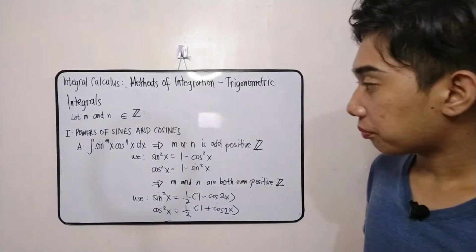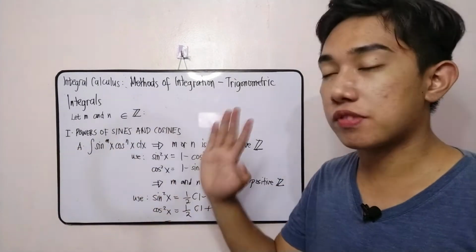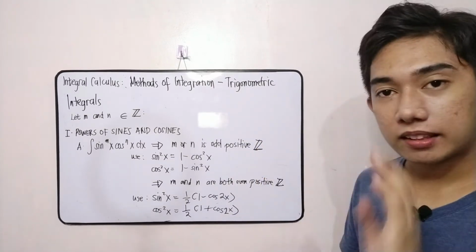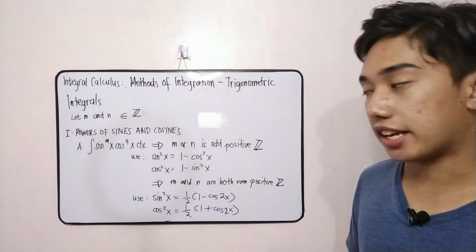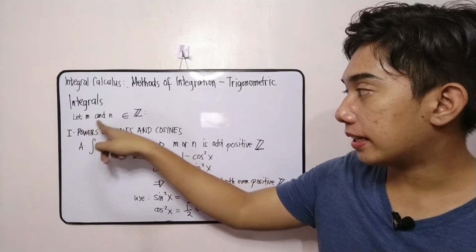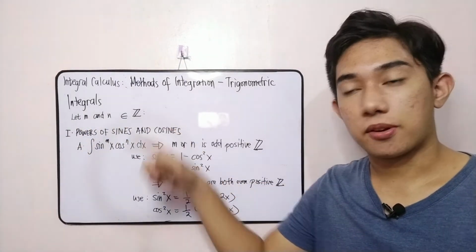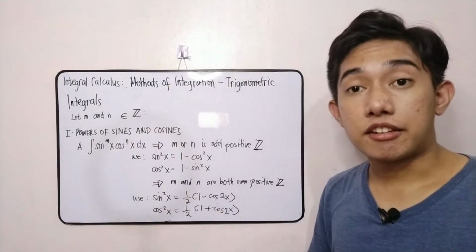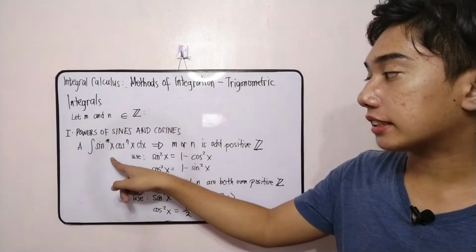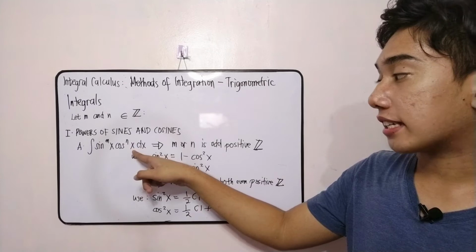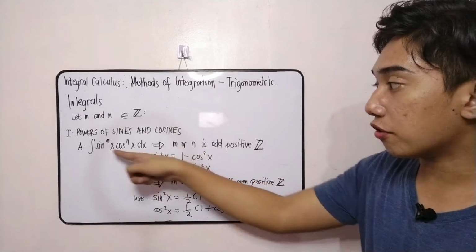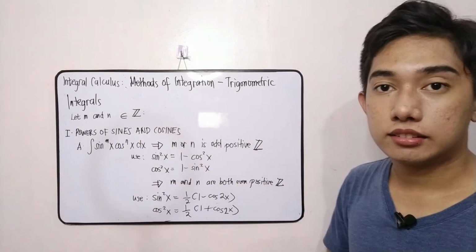For our first section, powers of sines and cosines, again, we will just use sine and cosine, along with the other identities involving sine and cosine. For this case, the assumption here is m and n are elements of the positive integers. So if the integration of sine raised to m x times cosine raised to n x dx, we have 2 cases. The first case is if one of the letters m and n is an odd integer.